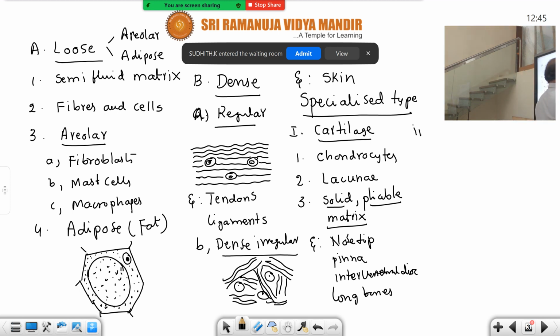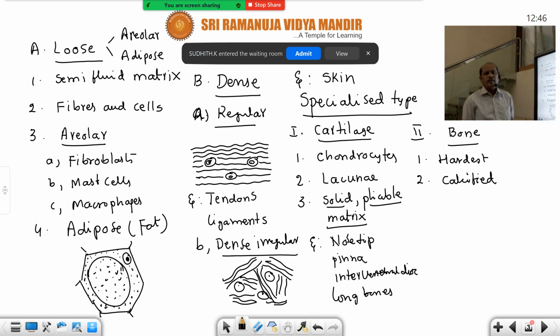Then the second one is bony tissue. Specialized type, second one, bone. The bony connective tissue is the hardest connective tissue in the body, and calcified tissue in the body. Calcification means the tissue is impregnated with calcium phosphate and calcium carbonate. So that's why it is calcified tissue. This is decalcified connective tissue. This is calcified connective tissue.